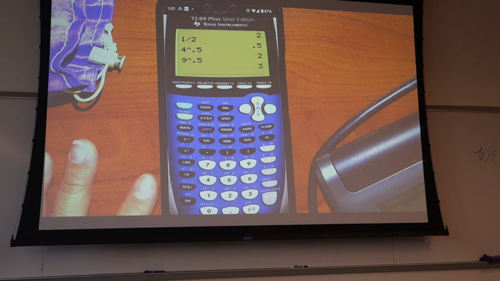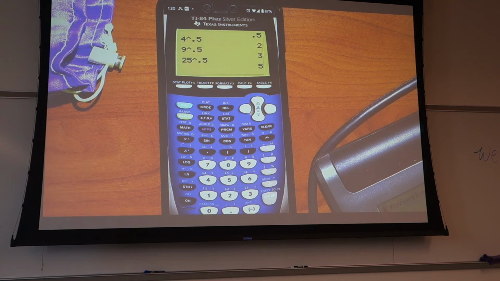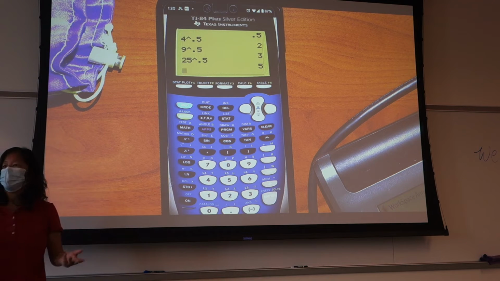What's another one you know the square root of? What's the square root of 25? 5. 25 raised to the 1/2 power is 5. So the square root is the same as raising it to the 1/2 power.